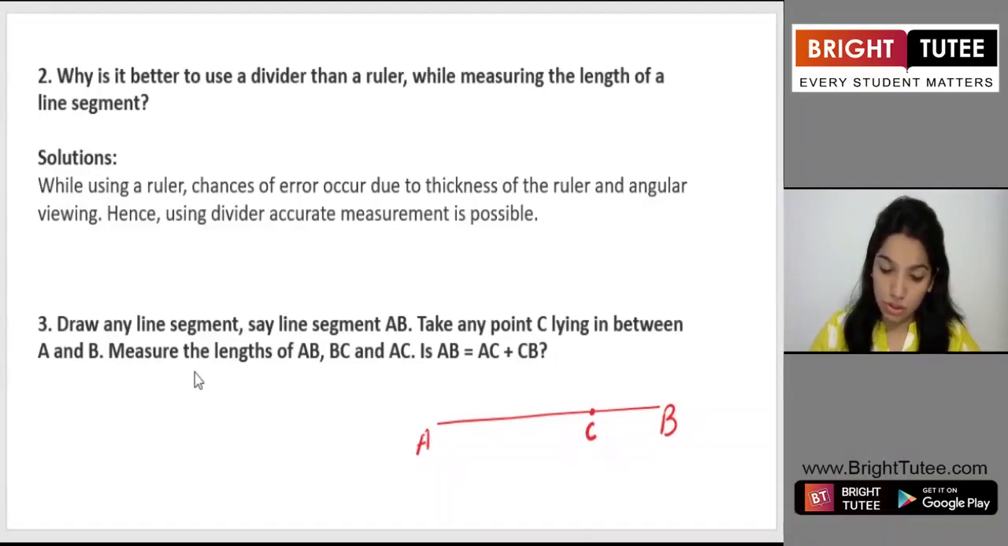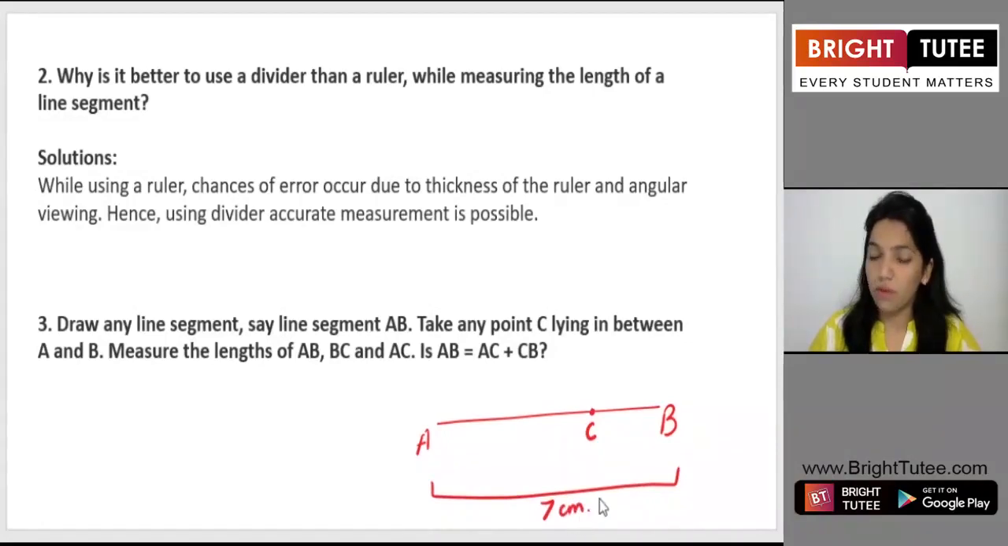It says to measure the lengths of AB, BC and AC, and we have to say whether AB is equal to AC plus CB. So let's say the line that I have drawn. Again, I'm saying the answer may vary because you can draw a line segment of any length in this question. So say that this particular line segment AB measures 7 centimeters. For example, I'm just writing this. And say this point C is 2 centimeters away from point B.